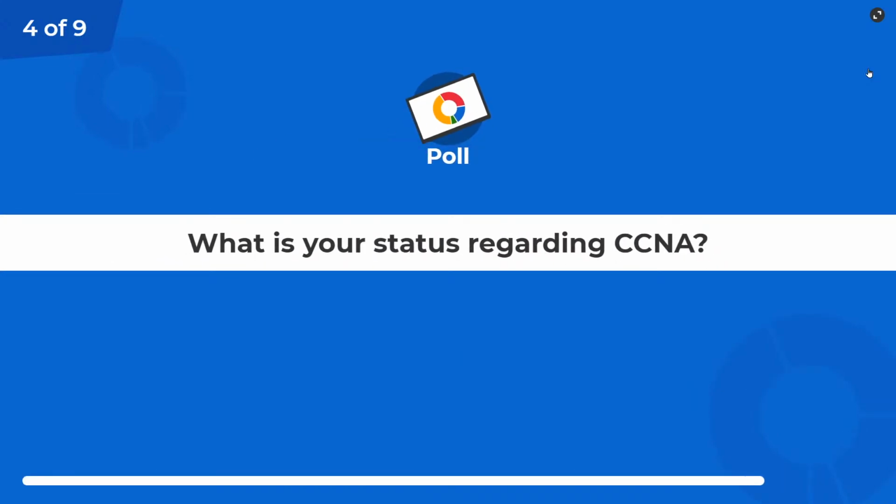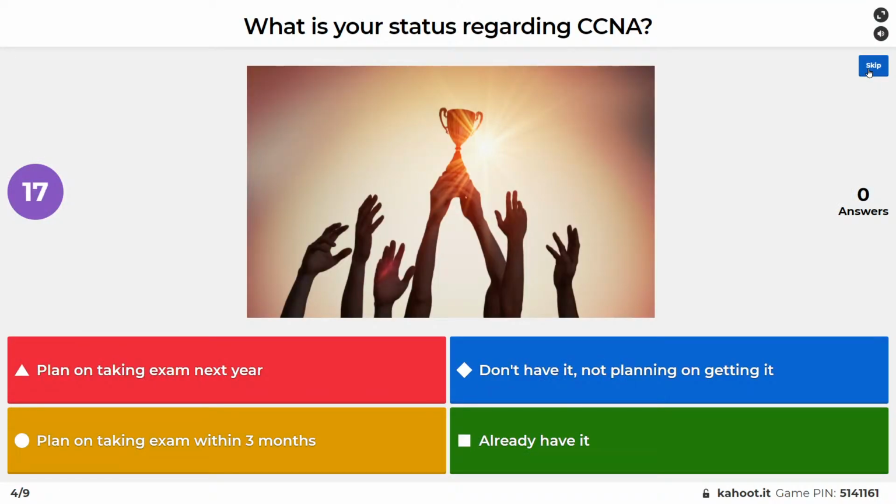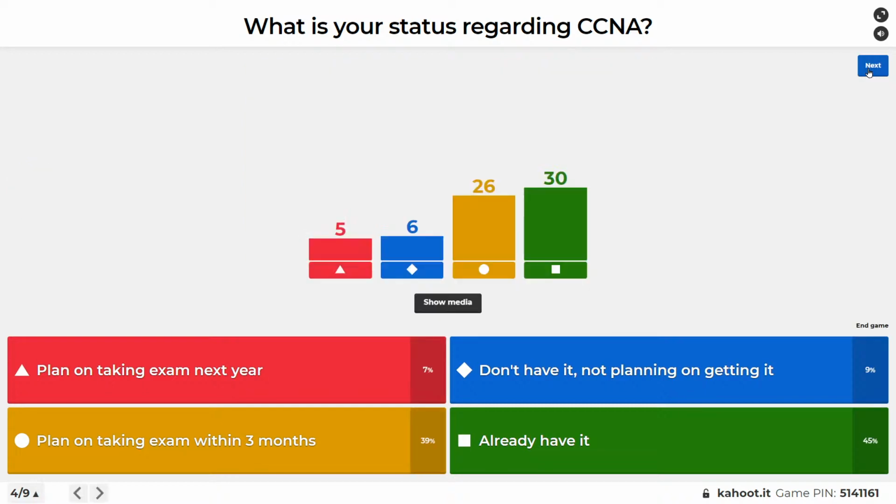What is your status regarding a CCNA? That's a Cisco Certified Network Associate. Do you already have it? Are you planning on taking it in the next year? Or within the next 3 months? Or do you not have it and don't plan on getting it? And the answer is great. All right, look at that.